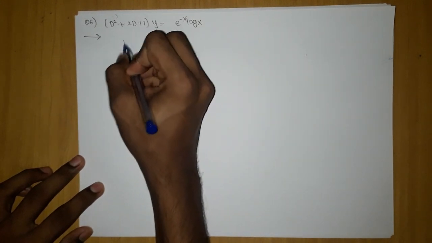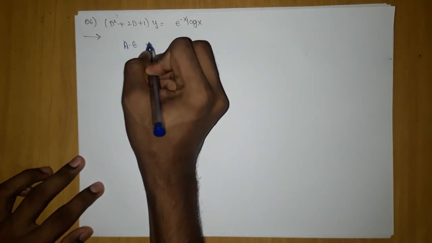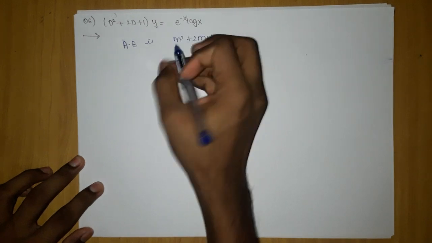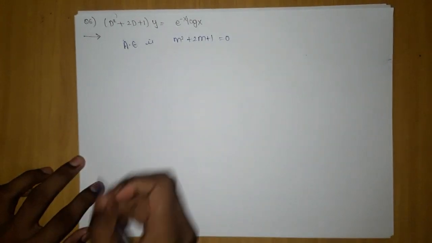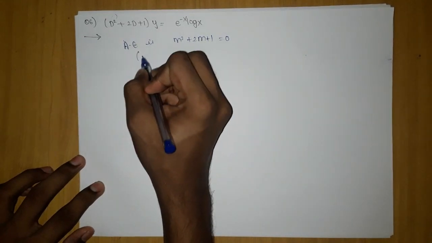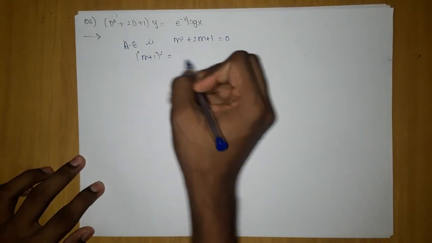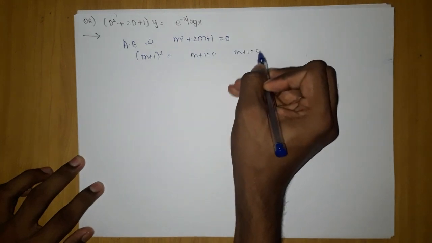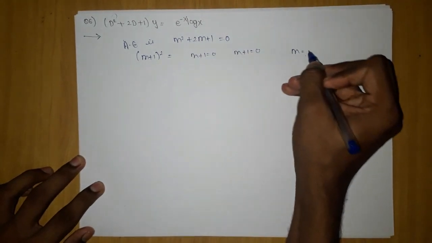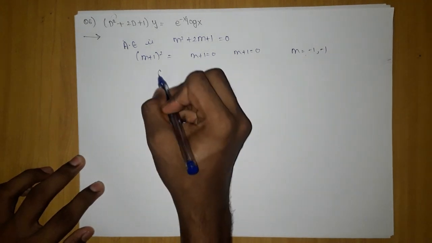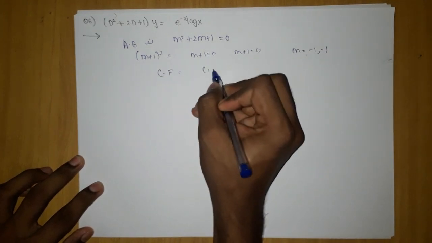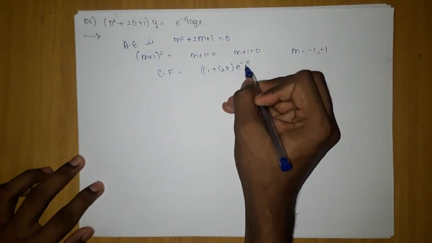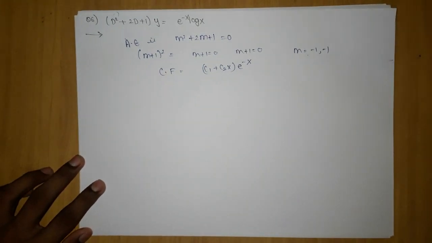Now the auxiliary equation is m square plus 2m plus 1 equal to 0. If you try to solve it, you will get (m plus 1) the whole square, giving m plus 1 equals 0 and m plus 1 equals 0. So you have repeated roots of minus 1, minus 1. Now the complementary function will be (c1 plus c2 x) e to the power minus x, right?